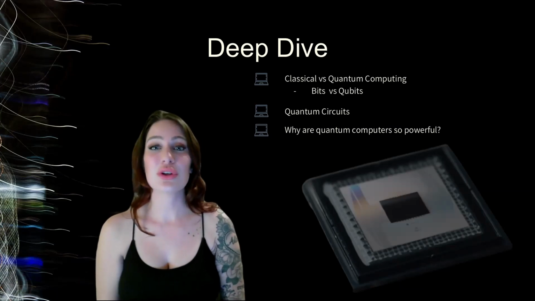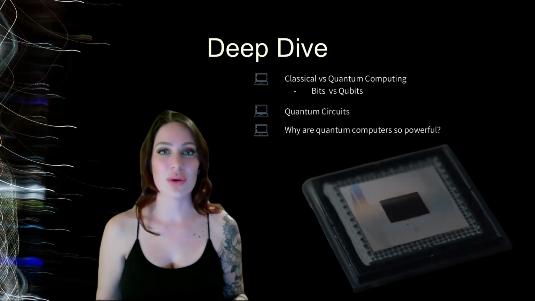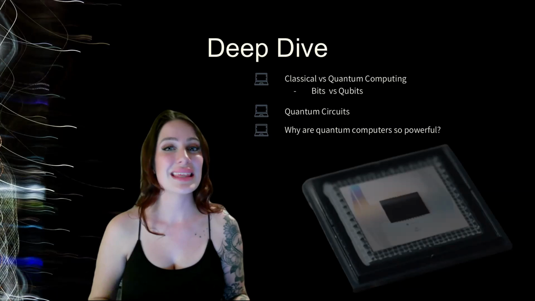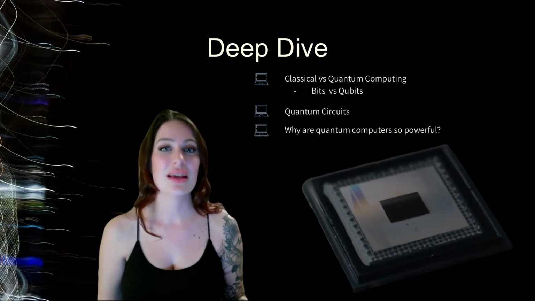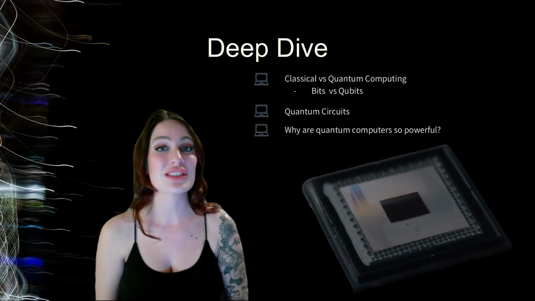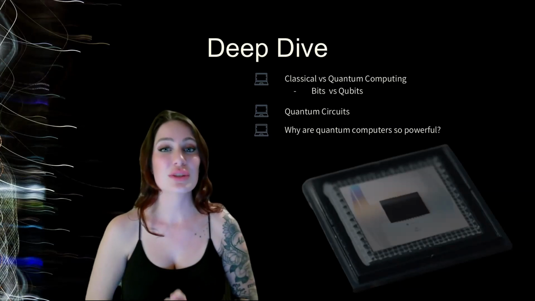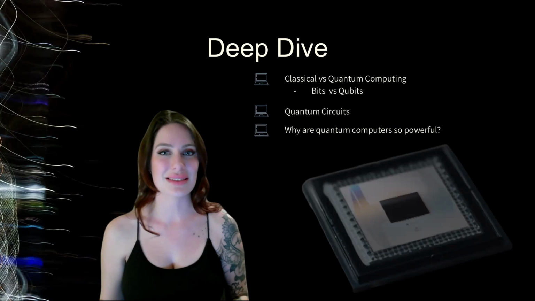Qubits in a quantum computer behave really similarly. They don't settle on being a 1 or a 0 until you measure them. Instead, they exist in a blend of both states. This ability to hold multiple possibilities at once is what gives quantum computers their incredible potential for parallelism, which allows them to explore many solutions simultaneously.